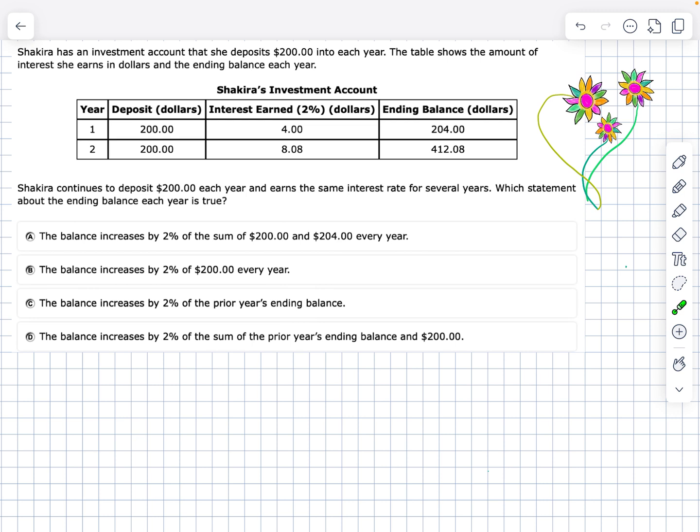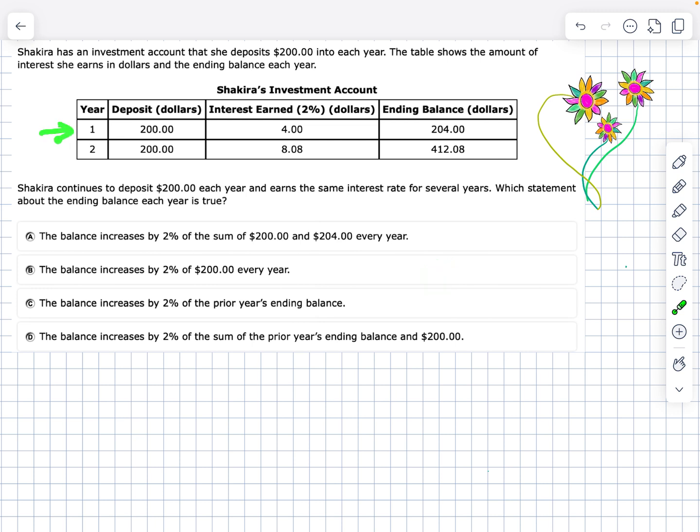One of the things I like to do is see what's in common, and I can see the balance increases by 2%. So every answer starts with that, and then it's just, what are these things here? Which one of these are true? So in order to know this, we just need to study this table, and then we should be able to answer this part very easily. So let's look at the table.